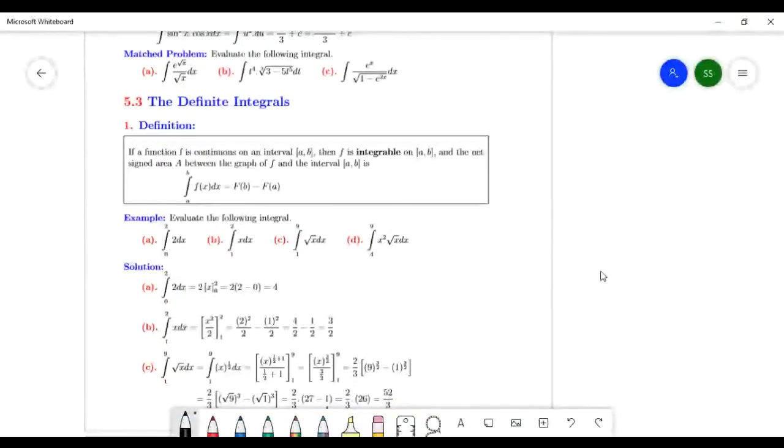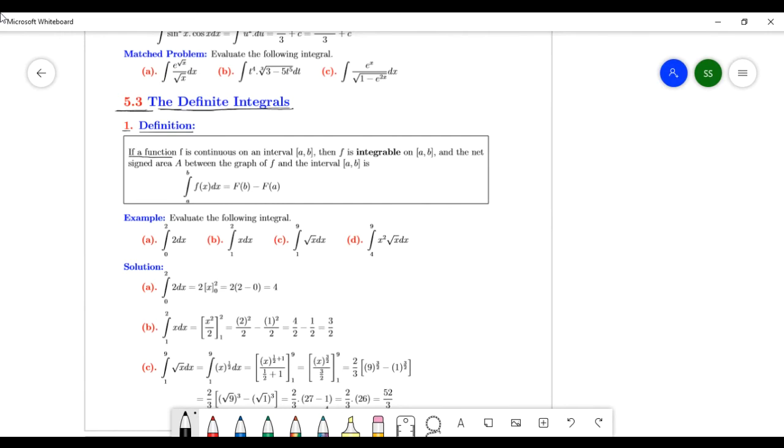Today I will discuss the definite integral. Let me start from here. Last lecture I discussed the indefinite integral, and today I will discuss the definite integral. So what is the definite integral? Let me explain here. See the definition.